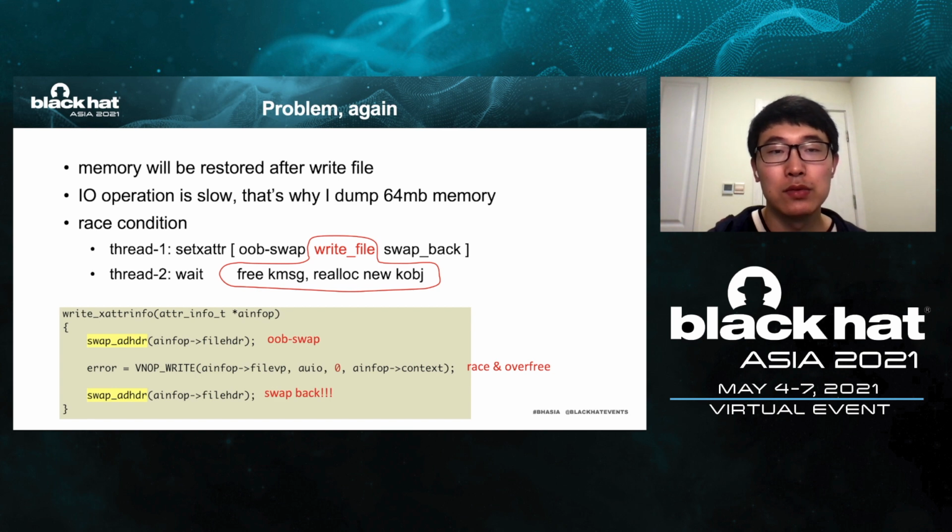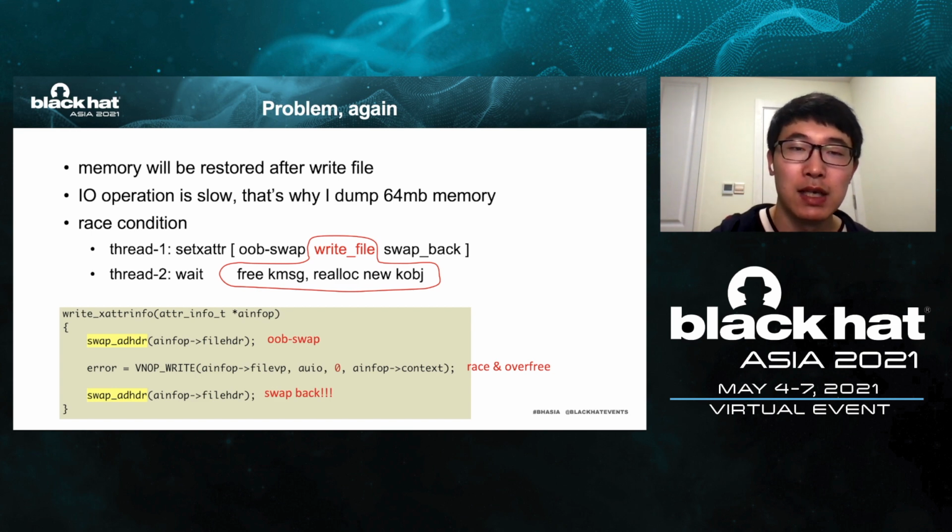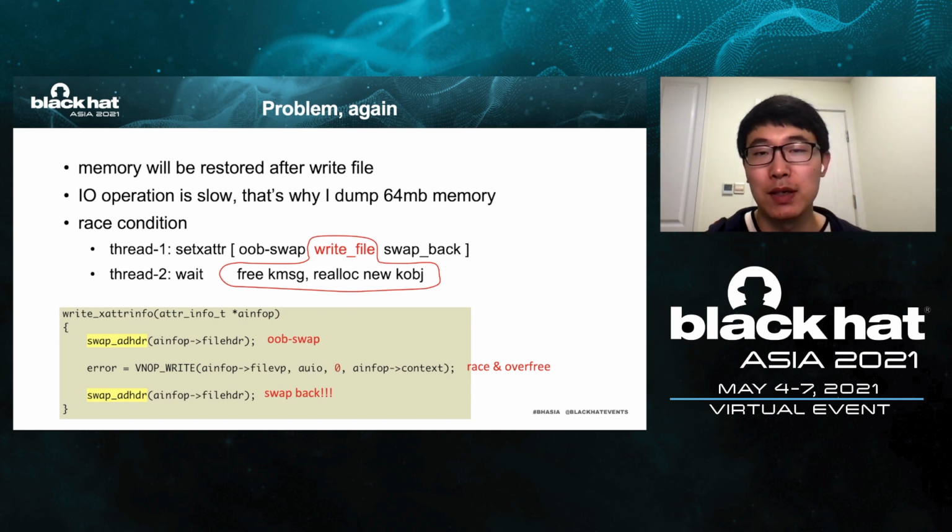Then what should we do? Fortunately, write file is an I/O operation, which is very time consuming. Moreover, we can control the size of the xctr file. So I chose to save 64 megabytes of memory to the xctr file. Then the set xctr syscall will expand to tens of milliseconds. In this way, our time window is relatively sufficient.